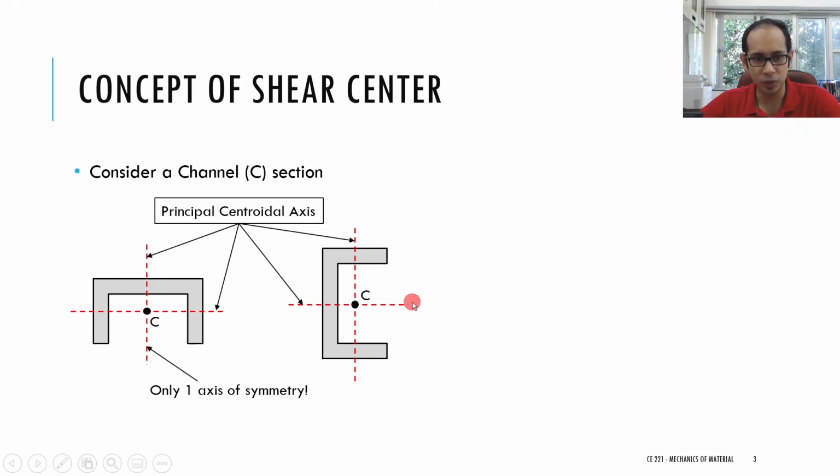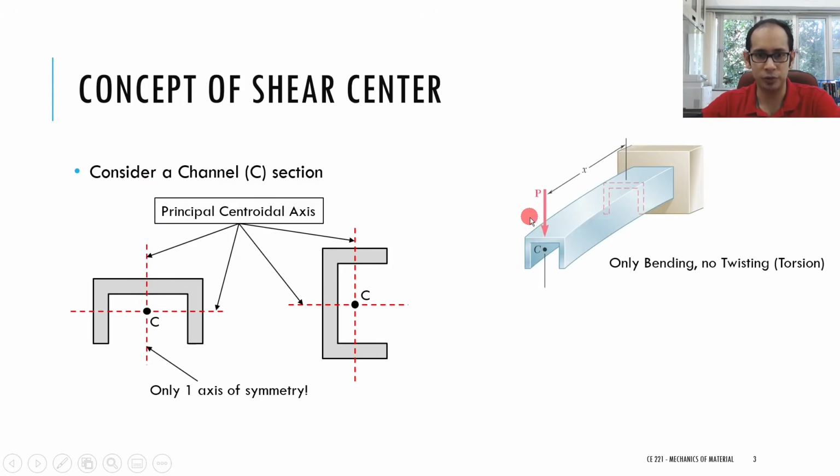It has one axis of symmetry here, but about the vertical axis it is not a symmetric section, because on the left hand side you have this part, and on the right side you have this part, so it is not a doubly symmetric section. Now for these beams, let's take a look at this section. If you apply a vertical load passing through the centroid, you will again have the case where there is only bending and no torsion.